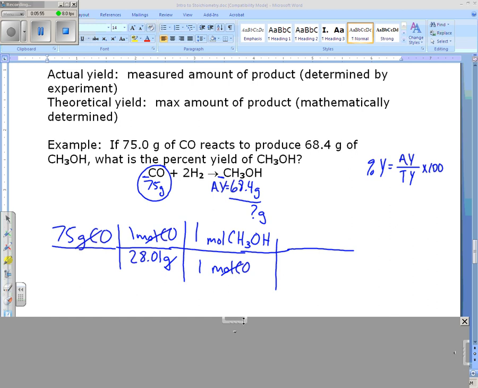Now I need to take this to grams. So I have to use molar mass. So in 1 mole there are, I think this is 32.05 grams. Everything on top multiplied together, divided by everything on the bottom multiplied together. 75 times 32.05 divided by 28.01. 85.8 grams of methanol.